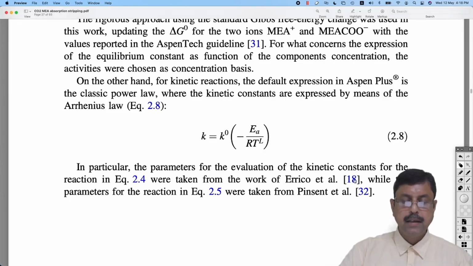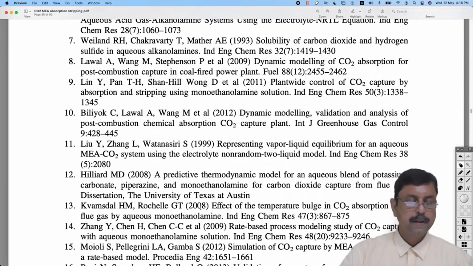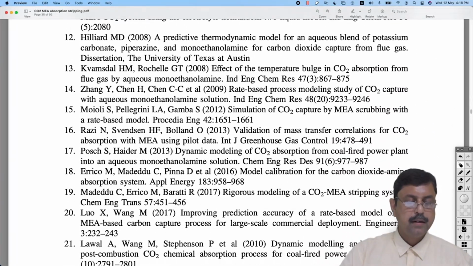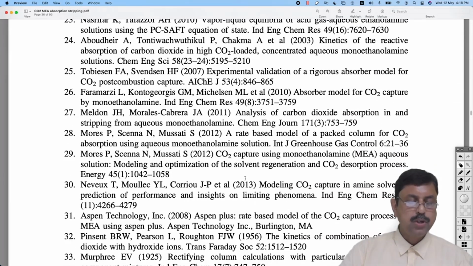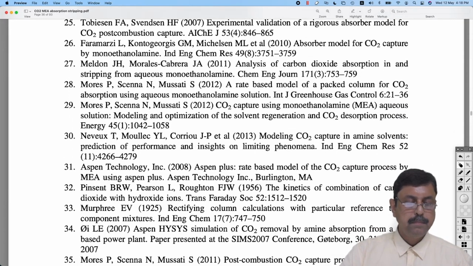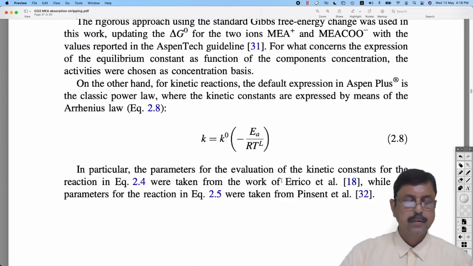So paper 18 is here from Applied Energy, published in 2016, and 32, Pinsent, it's a relatively old paper, published in 1956 in Transactions of the Faraday Society.